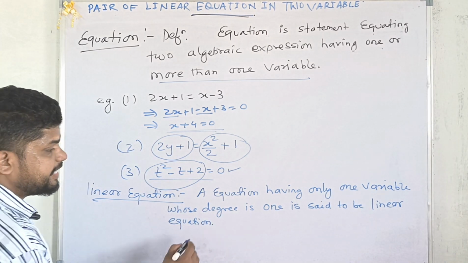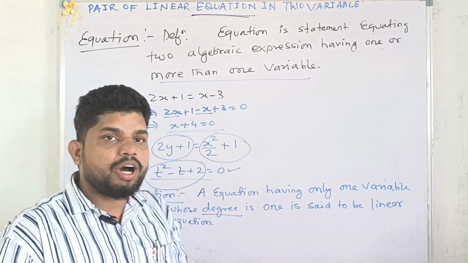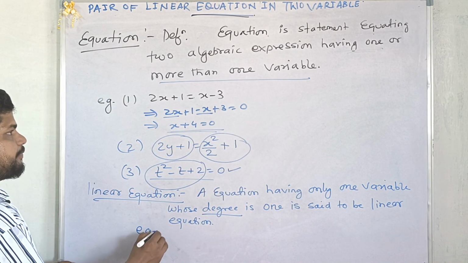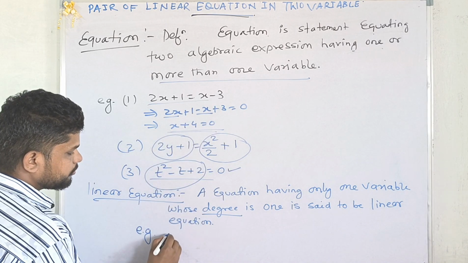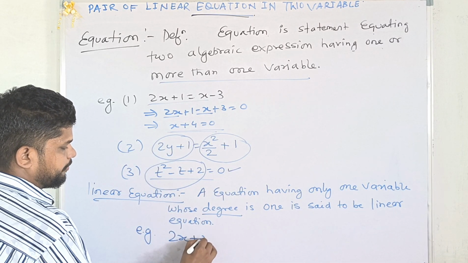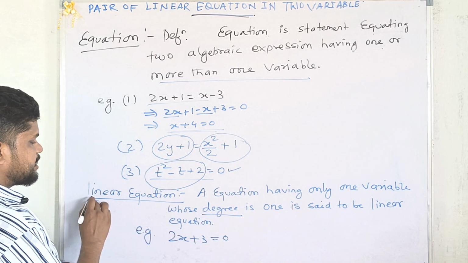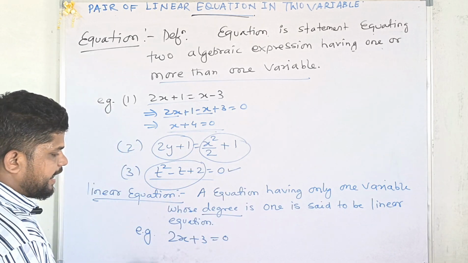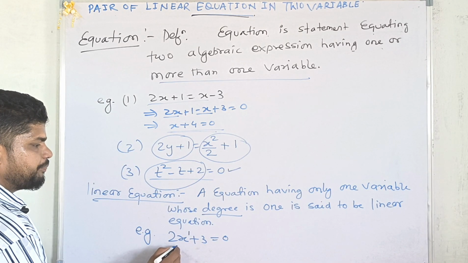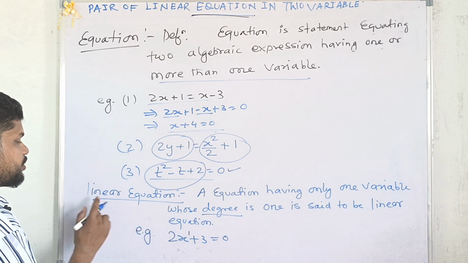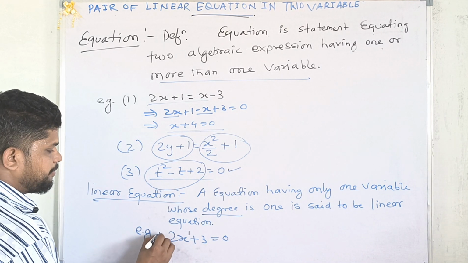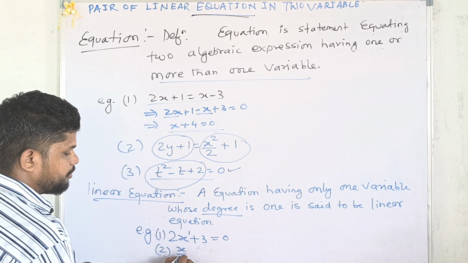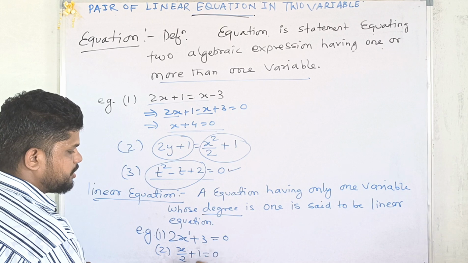Okay, what is degree here, students? Degree is the highest power raised to any variable. So let me take one example: if I write 2x plus 3, this is an example of a linear equation. Why? Here only one variable has been used, and the degree of this is 1, so it satisfies the condition for a linear equation. Okay, let me give you another example: if I write x divided by 2 plus 1 is equal to 0.